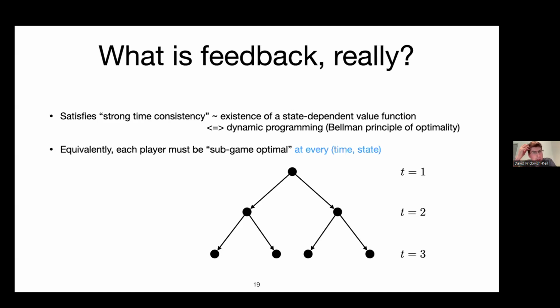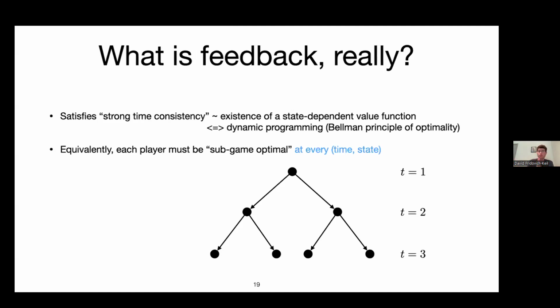The one I prefer to use when introducing this topic is strong time consistency. Basically what that means is that if you imagine playing a game over some interval of time, and you imagine finding yourself at some random intermediate time, at some random state, is the strategy that you have chosen in the future, from that point on, part of a Nash equilibrium?